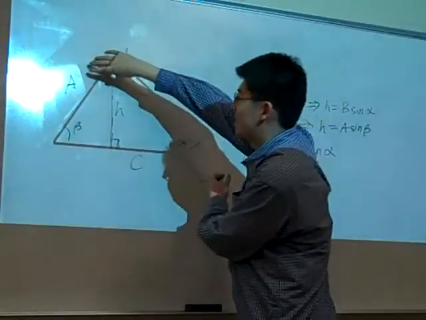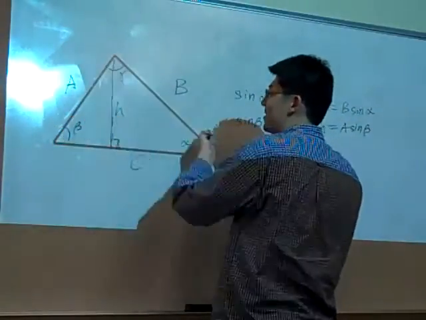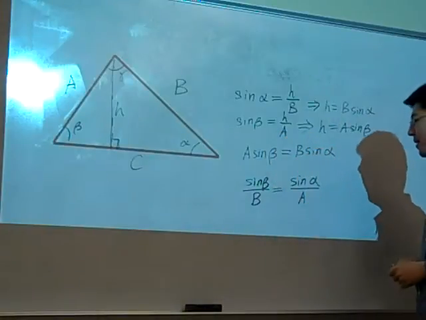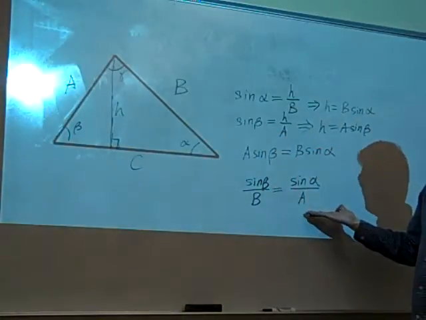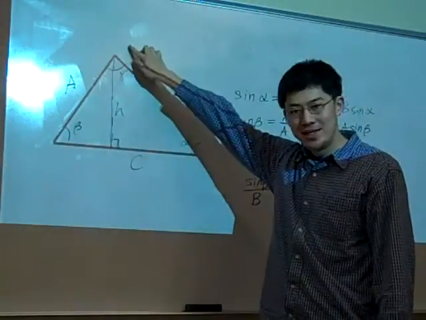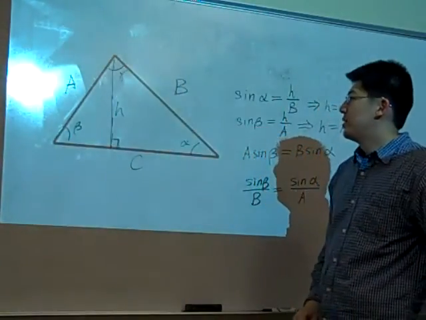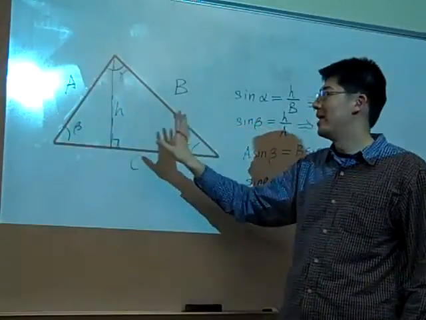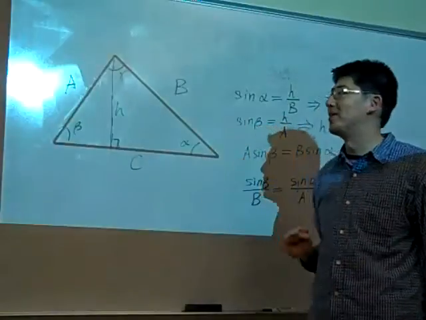You can see that by rotating the whole triangle around, having this one as the base, and the proof goes exactly the same way. And so this is the law of sines, and it relates an angle to an opposite side. The ratio of the sine of the angle to the opposite side is the same for any angle and any opposite side in the triangle.